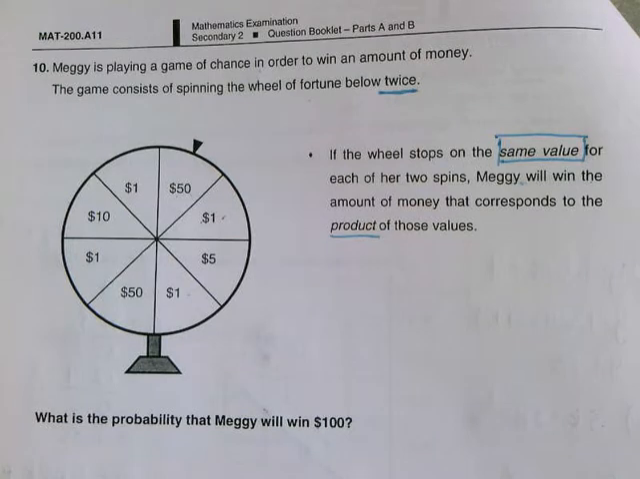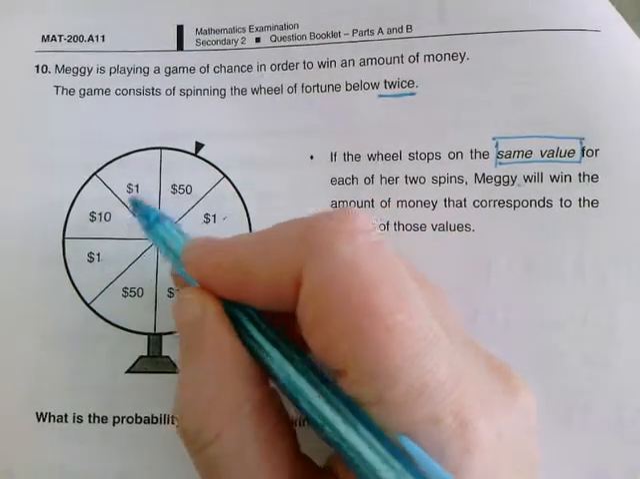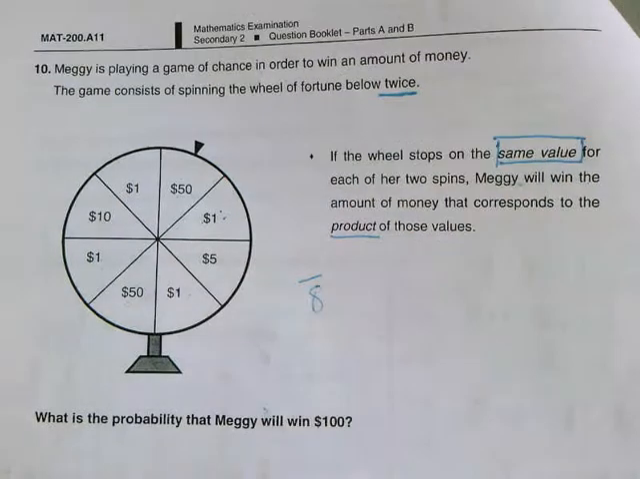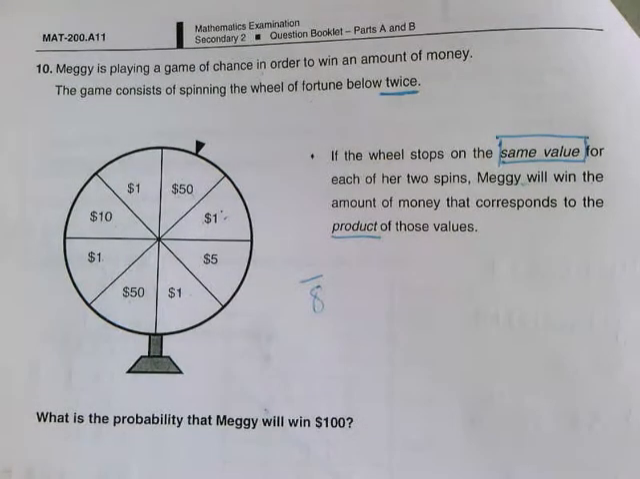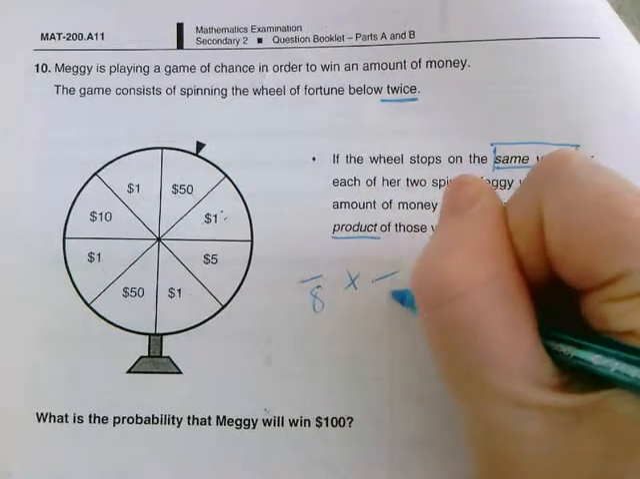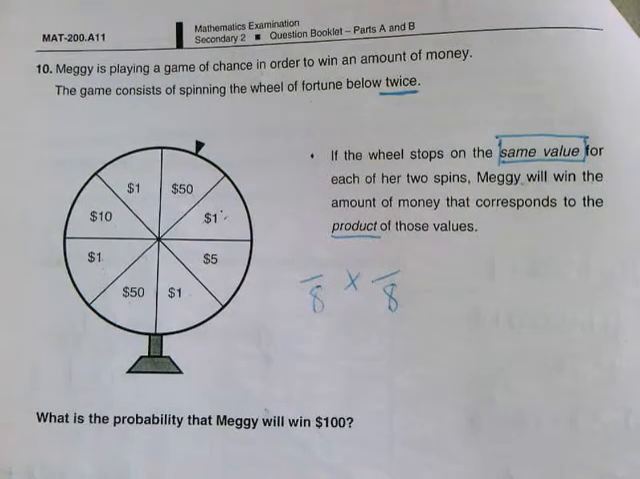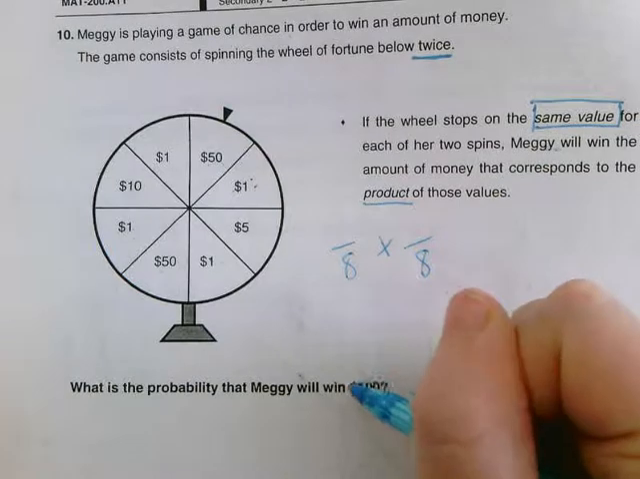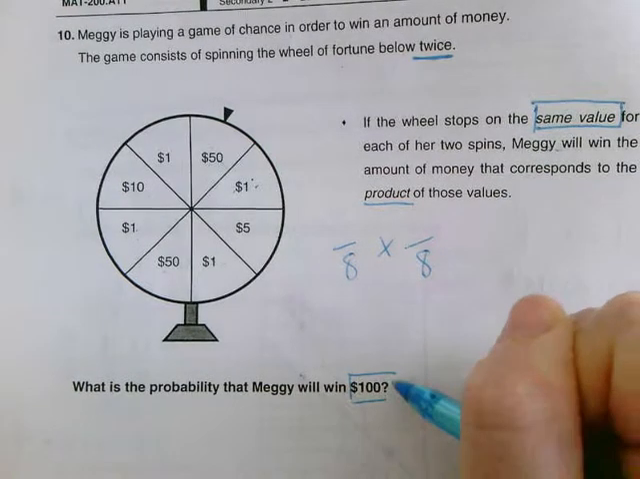Okay, so if they were asking you about the ones, then you would have to say, okay, 3 on 8, so there's 1, 2, 3, 4, 5, 6, 7, 8 in total. So the first one is going to be 3 on 8, and because you're doing a second spin, whatever the second spin is, you're going to times that by 3 on 8. Okay, so in this case though, it says what is the probability that she will win $100?